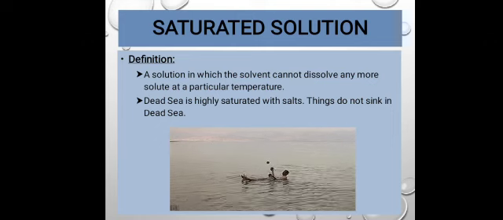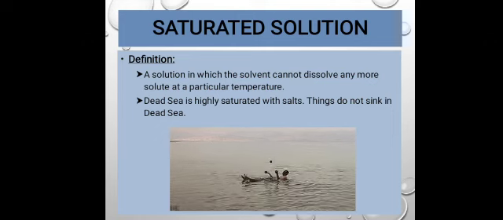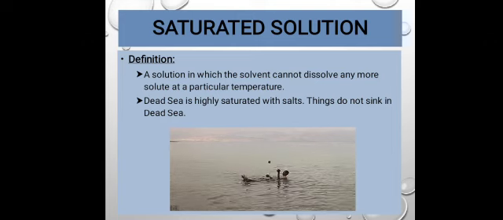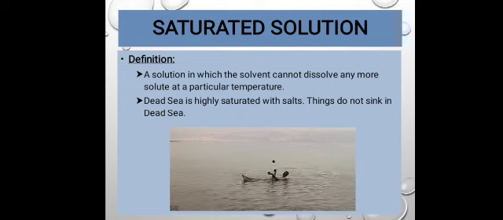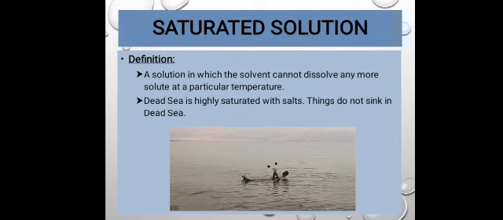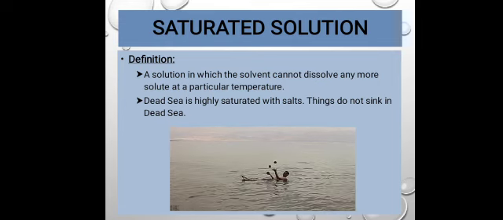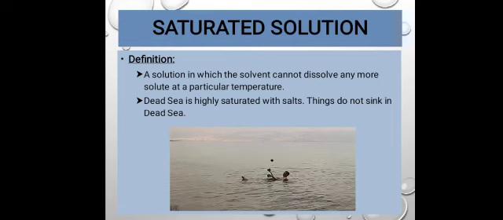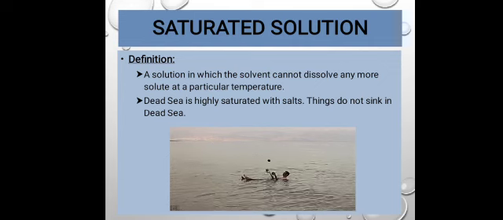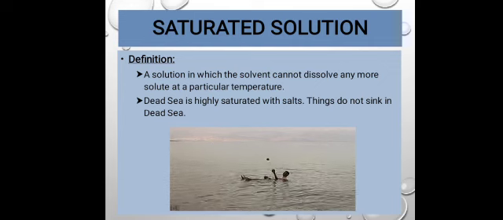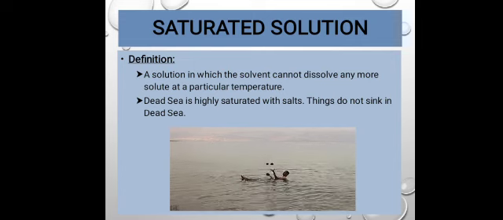Next type is a saturated solution. This type of solution is one in which the solute is so much in quantity that it is unable to dissolve further. For example, you have a full jar of sugar and only one glass of water. You put the full jar of sugar into one glass of water and try to mix it, then you will see that the sugar will not get dissolved into that one glass of water. That type of solution, which will form a thick consistency, is known as a saturated solution.